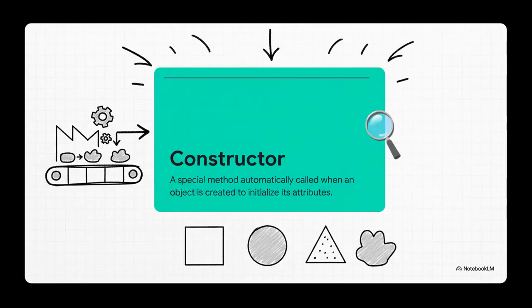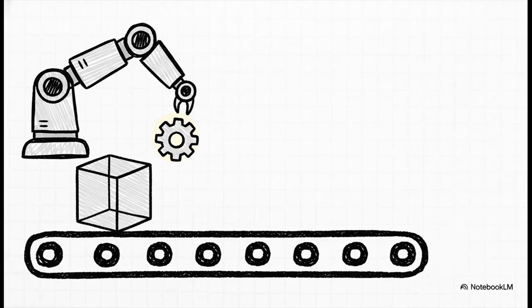So here's the formal definition. A constructor is a special kind of method that runs automatically the instant an object is created. Its one and only job is to set up that object's initial attributes so it's ready to go from the start. A great way to think of it is like the very first station on an assembly line. It's where the basic frame of our object is put together and all its essential parts are installed.